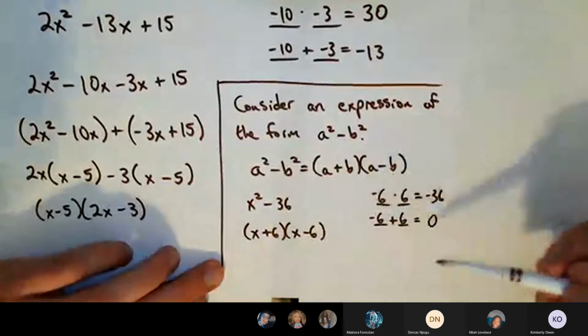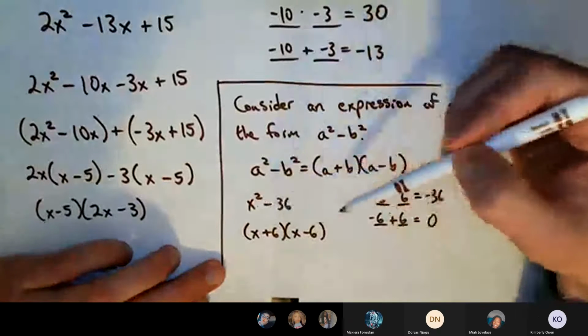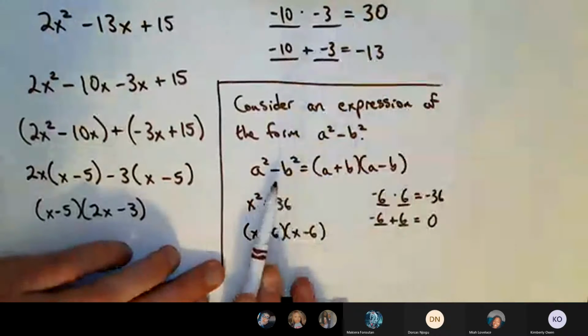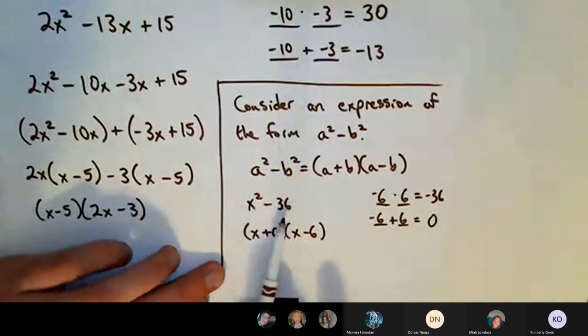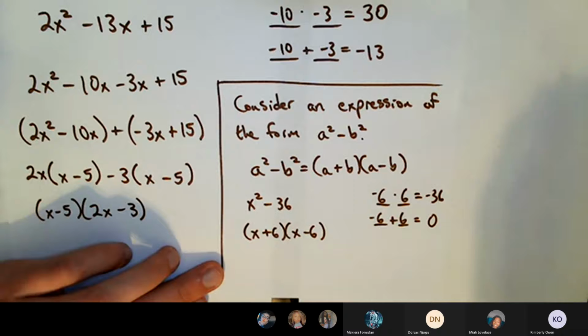The formula says you don't need to do all this. If you recognize it as a difference, meaning a subtraction, of two perfect squares, so x squared is a perfect square, and 36 is a perfect square, then you can jump straight to the factored form.